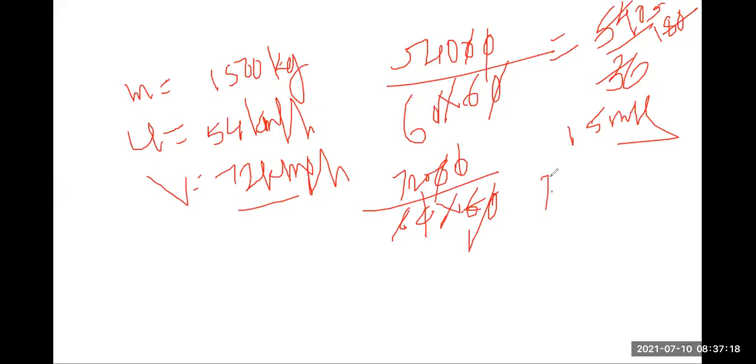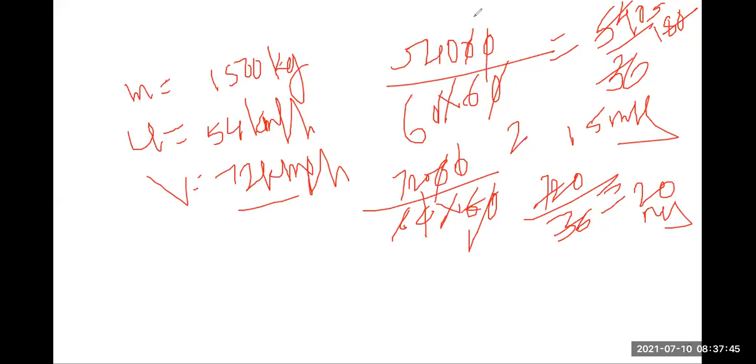So 720 divided by 36, you have to divide it, you will get 20. So this is your final velocity and this is your initial velocity. Understood up to this? Yes or no? Yes, sir. Now we have to use this 15 meter per second and 20 meter per second.